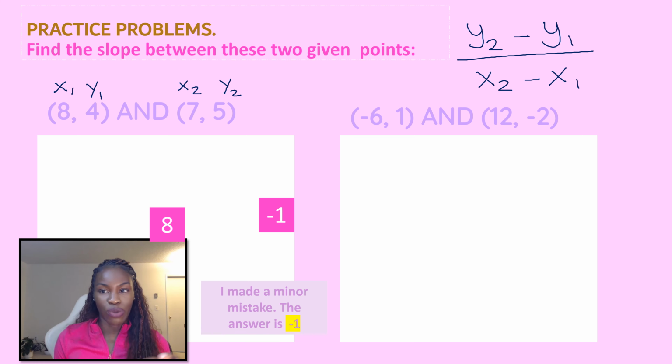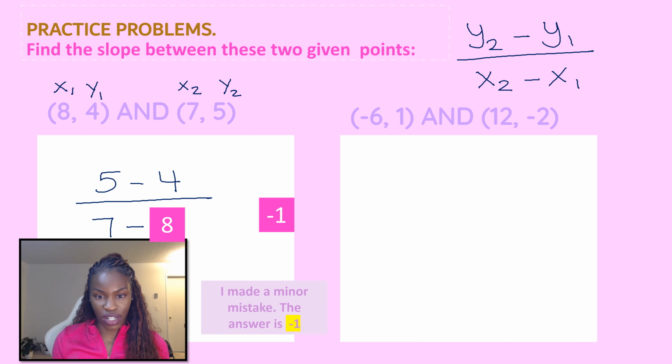So we have our y2 minus y1. So I'm going to do 5 minus 4 all over 7 minus 4. Okay, and then we just simply subtract. 5 minus 4 is 1, and 7 minus 4 is 3. So our slope between these 2 points is 1 over 3.